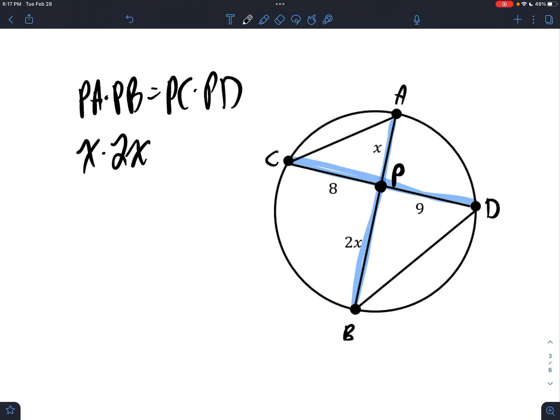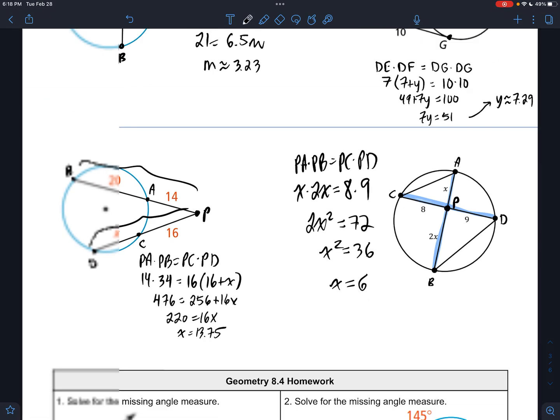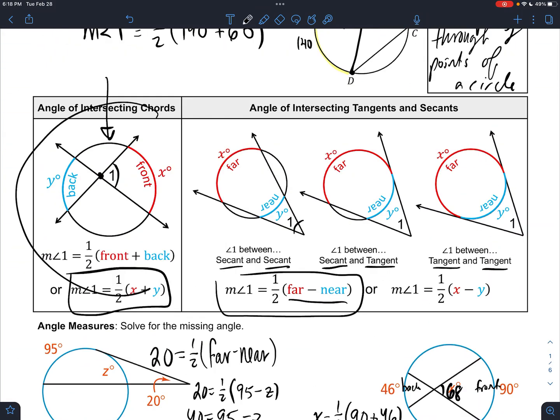But PA, PB is PC, PD. So X times 2X equals 8 times 9. And X times X is X squared, and then we have a 2 out front. We can divide by that 2. And eventually, 6 squared is 36. And we take negative 6 as well, but 6 is the only thing that would make sense for a distance.